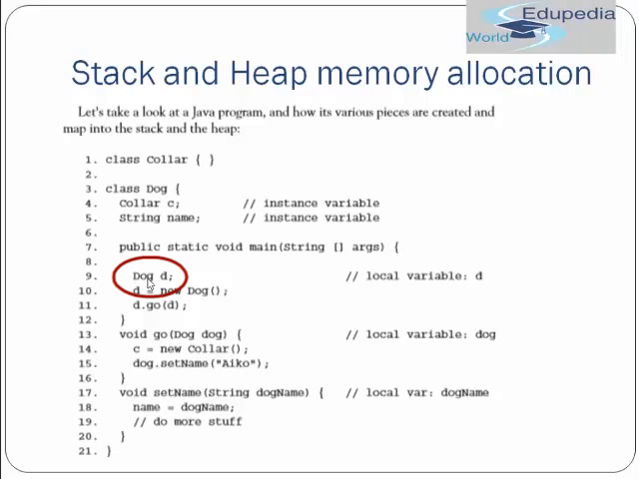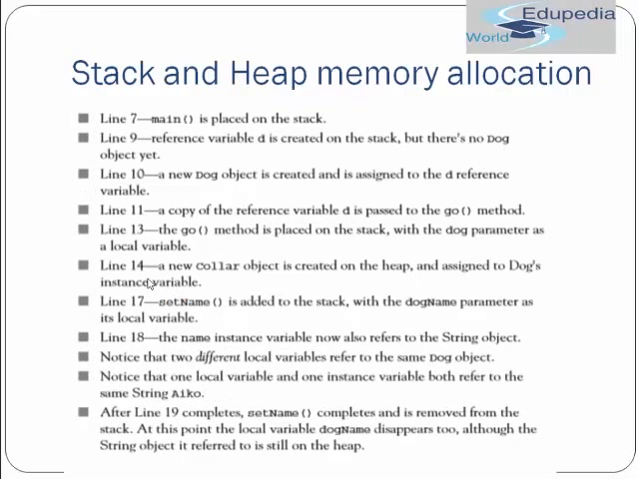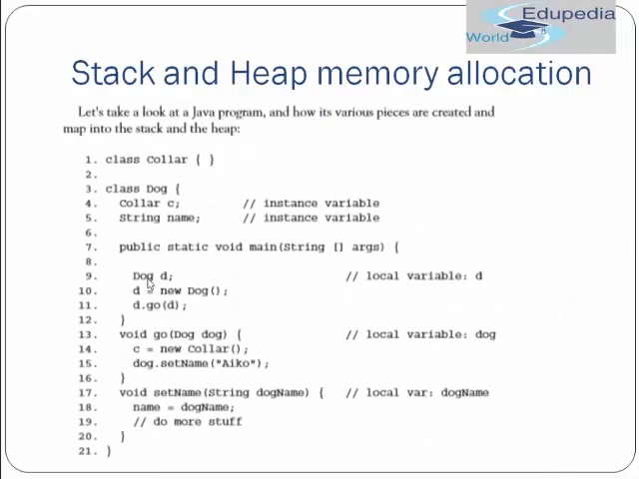Although d is a local variable to the main method, d will actually be stored in the stack since no object is yet created. Then in line number 10, a new dog object is created and assigned to the d reference variable. So when this new object is created, Dog d = new Dog(), the reference variable is assigned to an object and the new object is actually kept in the heap.